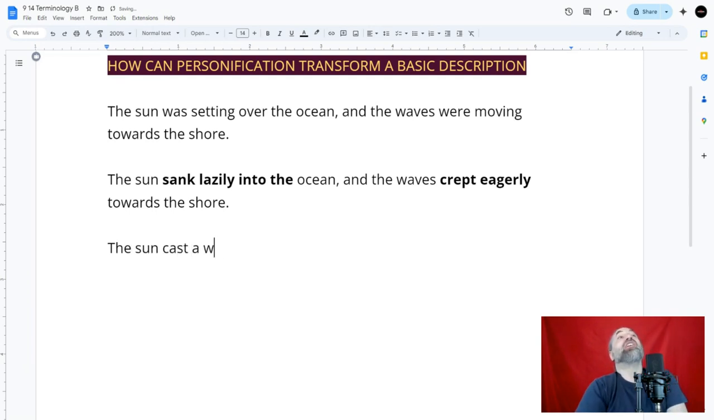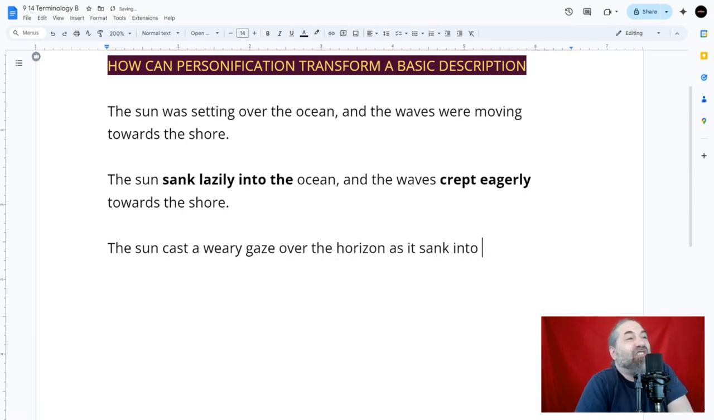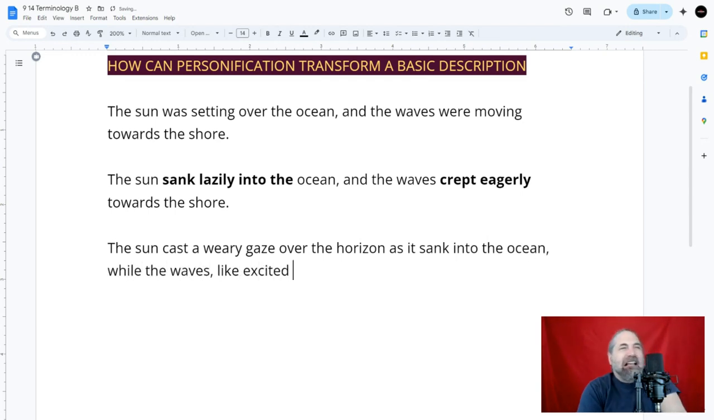The sun cast a weary gaze over the horizon as it sank into the ocean while the waves, like excited children, I'm trying to do the horror voice, raced right towards the sandy ocean shores.